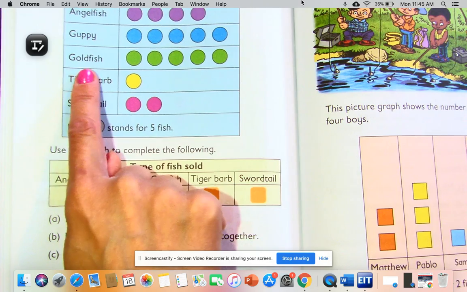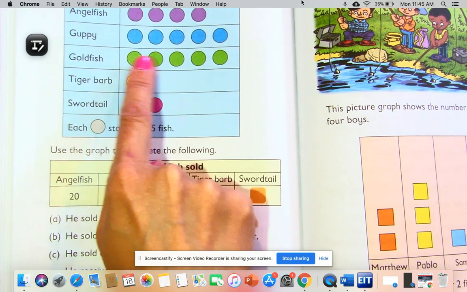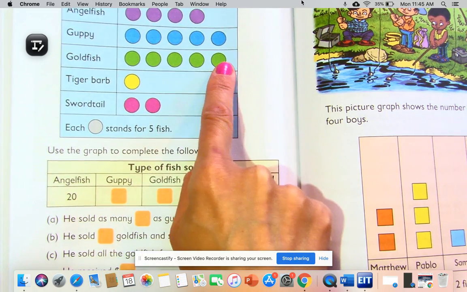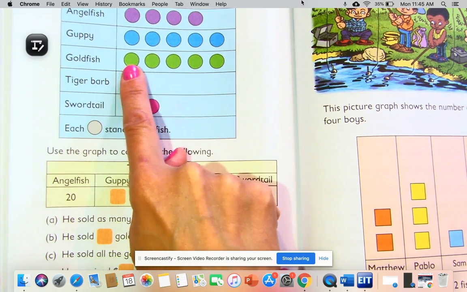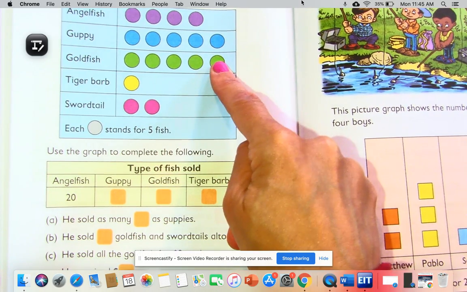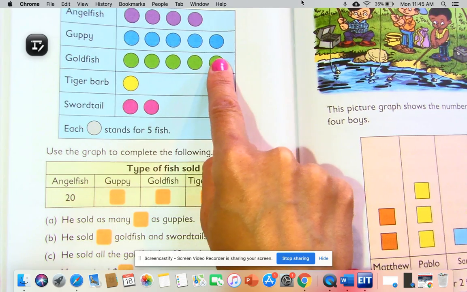And the goldfish, first of all, let's count how many he had. So 1, 2, 3, 4, 5. 5 times 5 is 25. So he sold 25 goldfish, or we could skip count. 5, 10, 15, 20, 25. So he sold 25 goldfish, and they were $2 each.